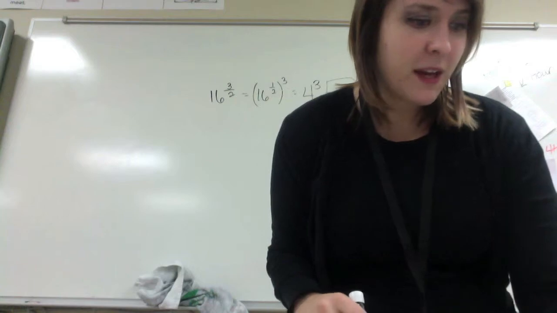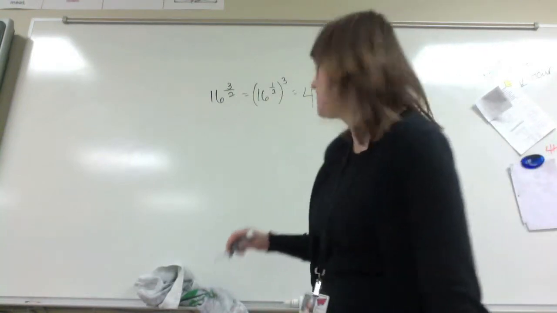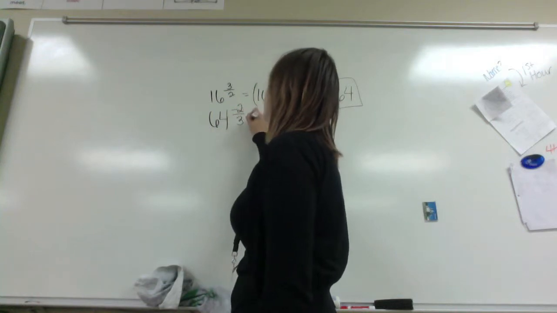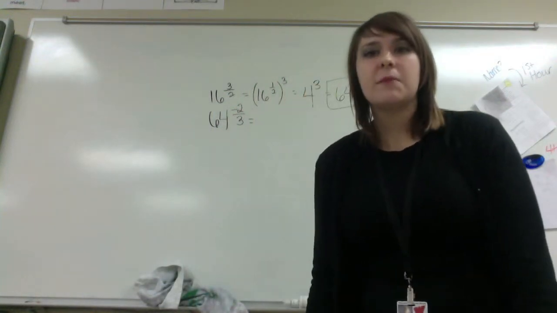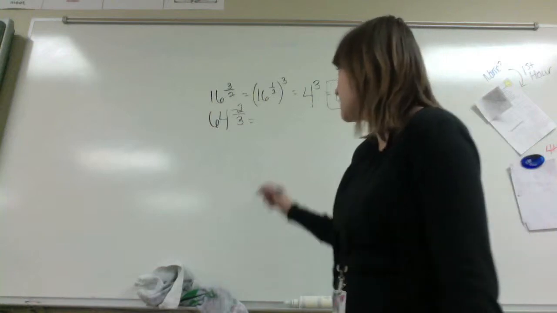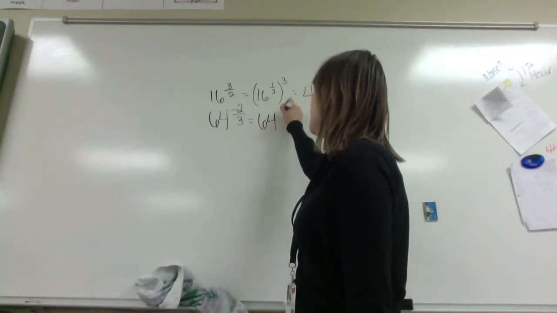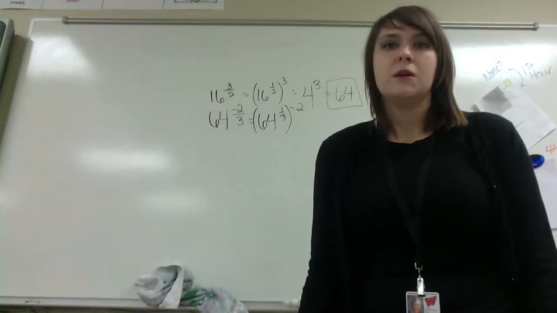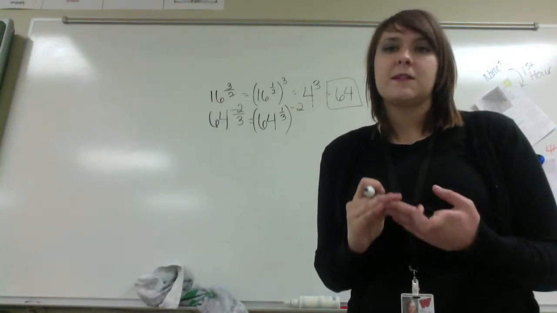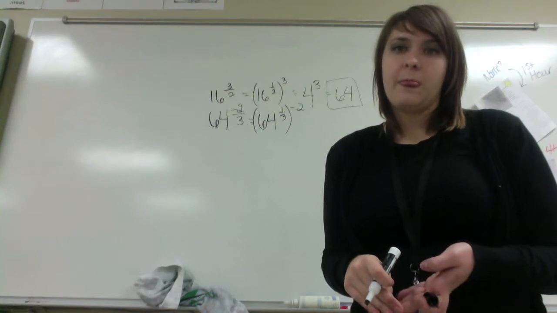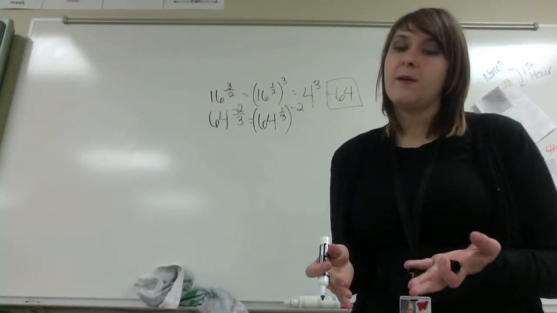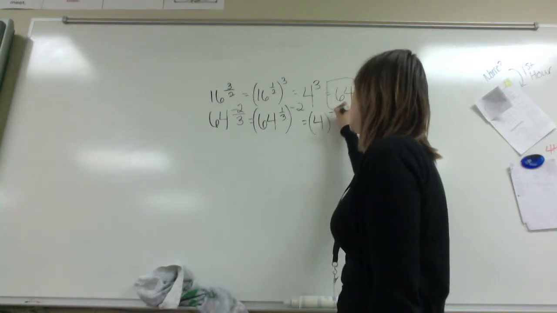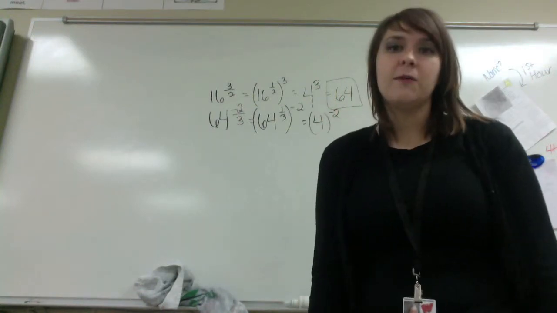Alright, my next one is 64 to the negative 2/3. So I'm going to start by using that power of a power property. I'm going to split this up into 64 to the 1/3 to the negative 2. So 64 to the 1/3, that's the cube root of 64, which you should have memorized by now. That's going to be 4. So I can take that 4 to the negative 2.